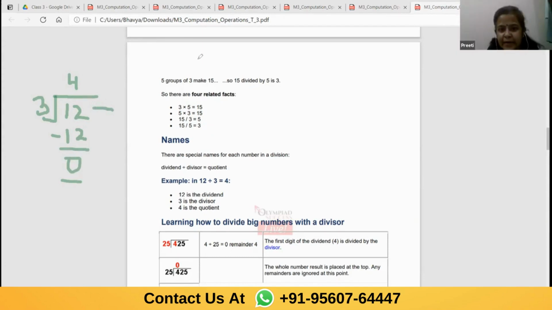This is the dividend. Ma'am, divisor, dividend, quotient, and remainder. This is the divisor. This is the quotient. And this is the remainder.